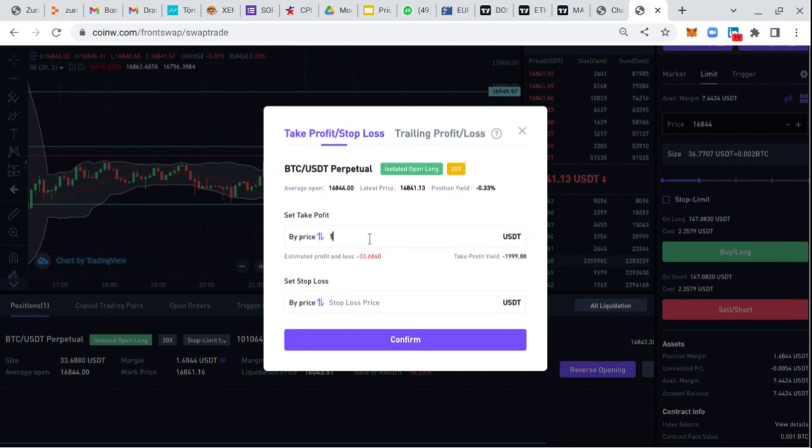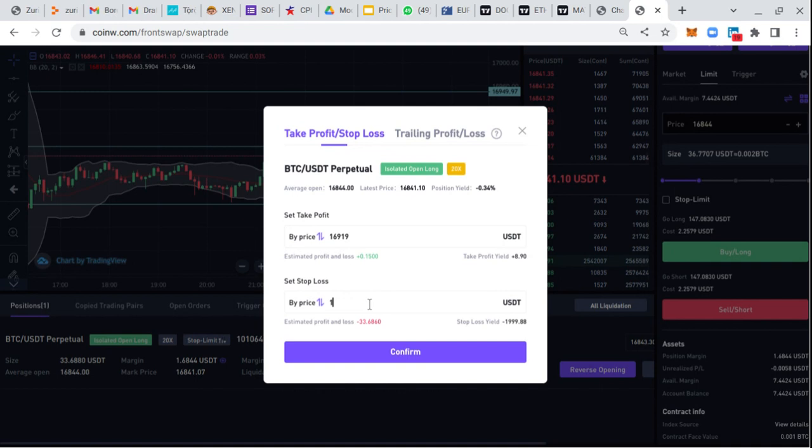So I'll come to stop loss. This is 16. Yes, am I correct? At 16,919, I'll be at a profit of 8%. Then 16,818, I'll be at a loss of 3%. You see, it's not even up to the 10% that I said.